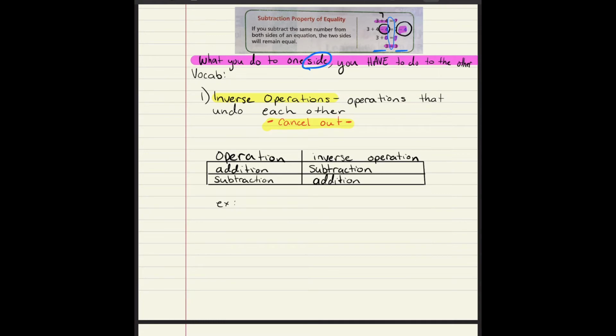So if we look at the example from the subtraction property of equality, we had 3 plus 4. To cancel out the plus 4 here, you do minus 4, which equals 0. If it was 3 minus 4, you would do plus 4, which would cancel out and still be 0. So they cancel each other out.